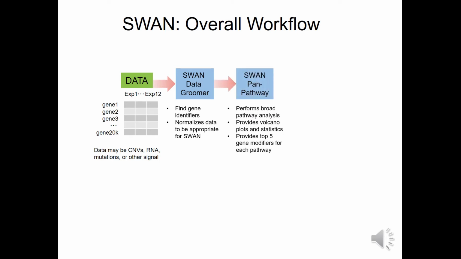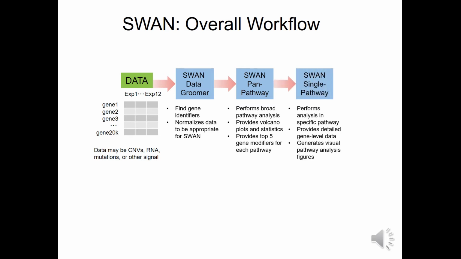Once you have the data in the right format, you then perform a PAM pathway analysis. This is canonical pathway analysis. It helps you identify which pathways are most changed within your data and at what significance level. Once you know certain pathways which are most interesting to your biological question, you can then perform a more in-depth analysis using SWAN's single pathway analysis software.